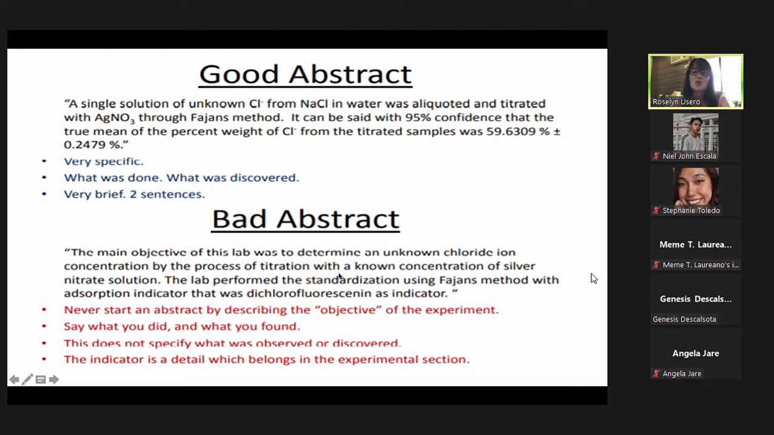Methodology or procedure. The lab performs standardization using Fajan's method with adsorption indicator that was dichlorofluorescein as indicator. So where is the result here? Wala. No? Okay, so never start an abstract by describing the objective of the experiment. Take note of these, group leaders. Say what you did and what you found. So you have your results. This does not specify what was observed or discovered, this one. And the indicator is a detail which belongs to the experimental section or the procedure. So practice. Okay? Practice na kamo.